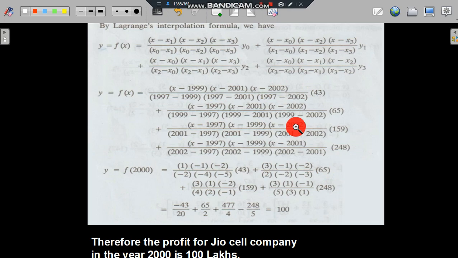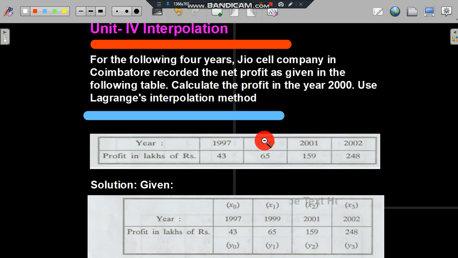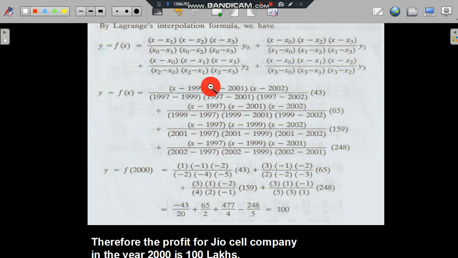But that is not needed here, because they are not asking us to find the equation, but they ask us to find the profit in the year 2000. That's what we are after. So this formula is enough for us.